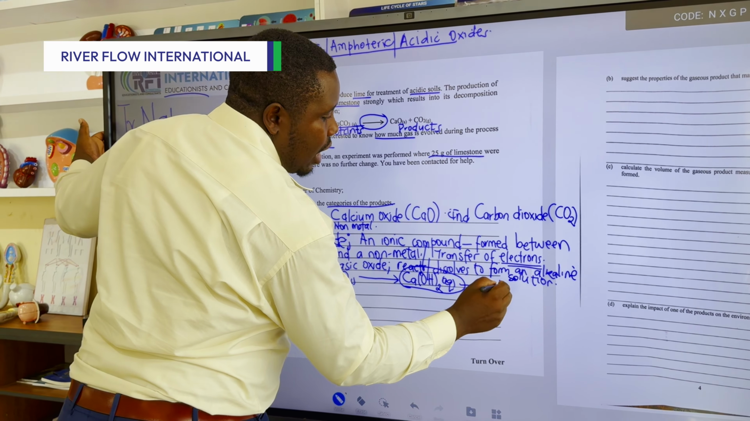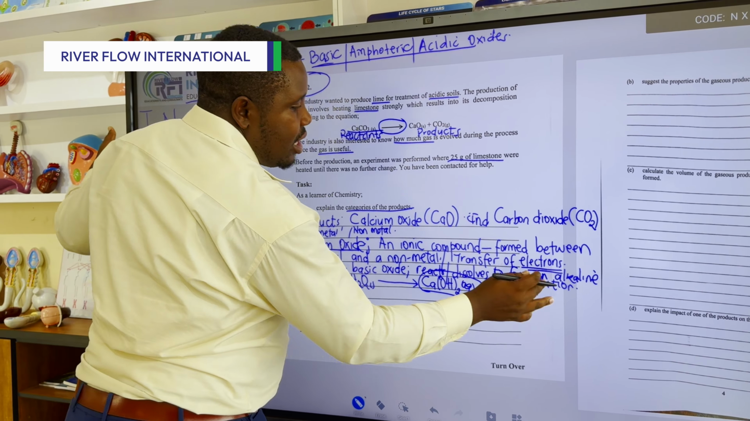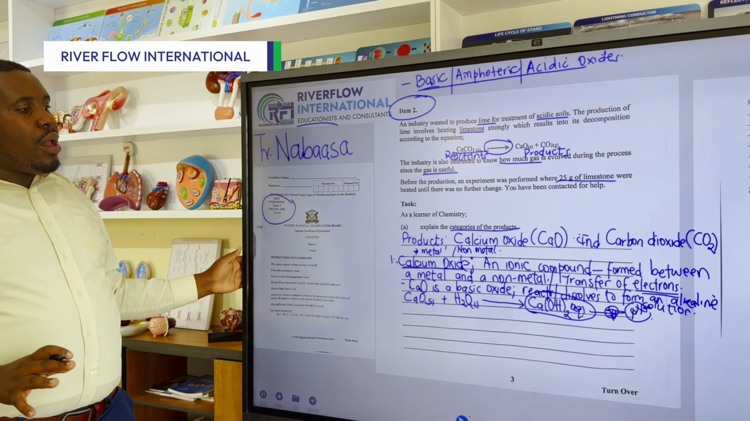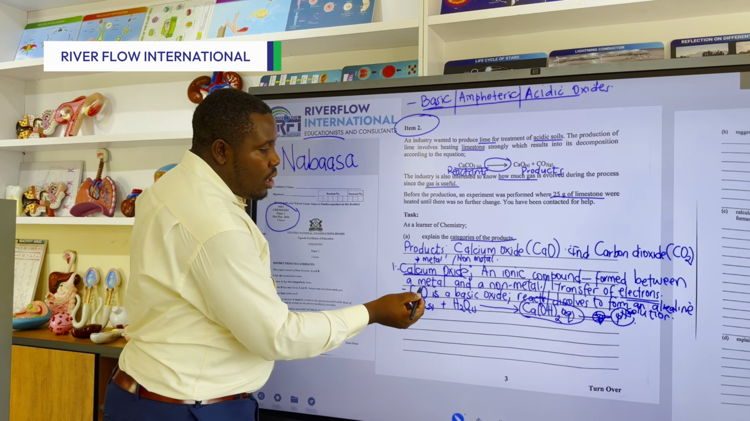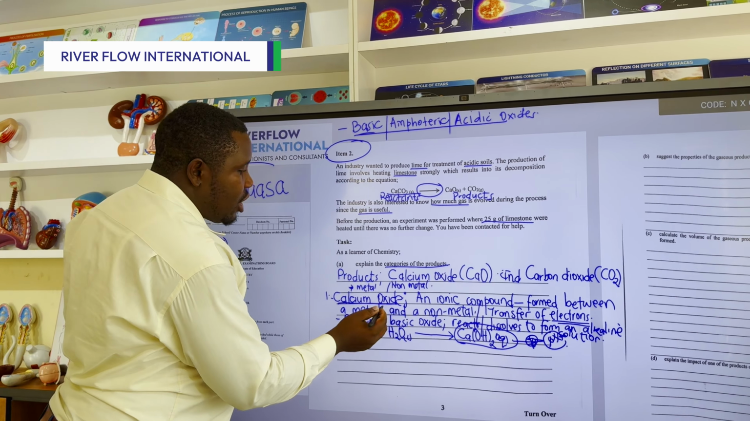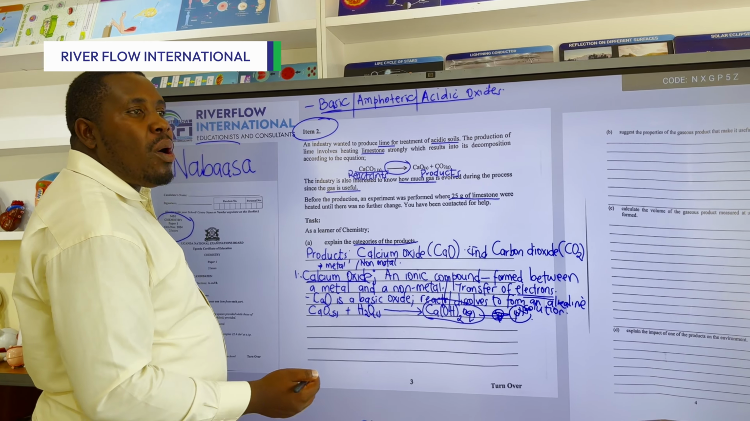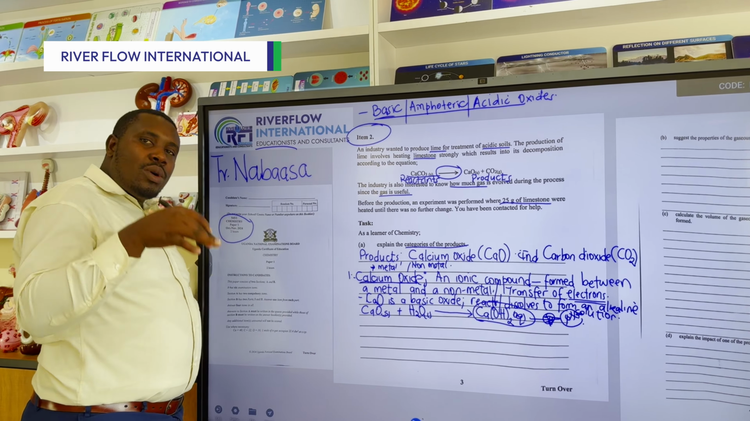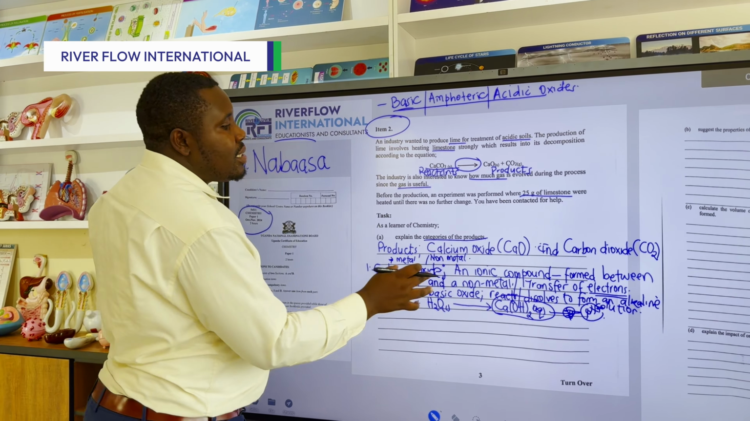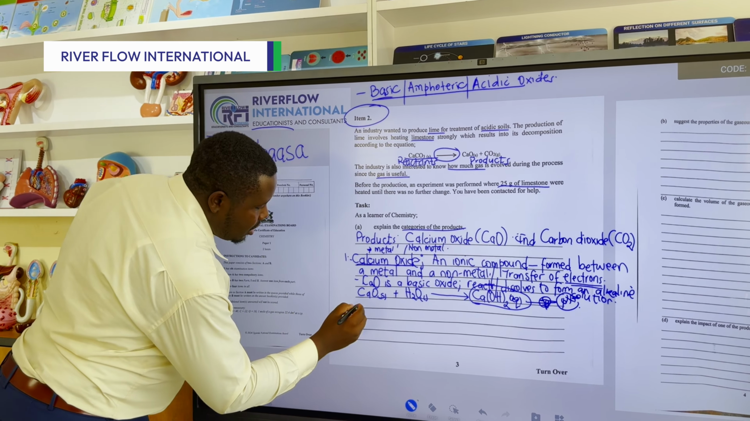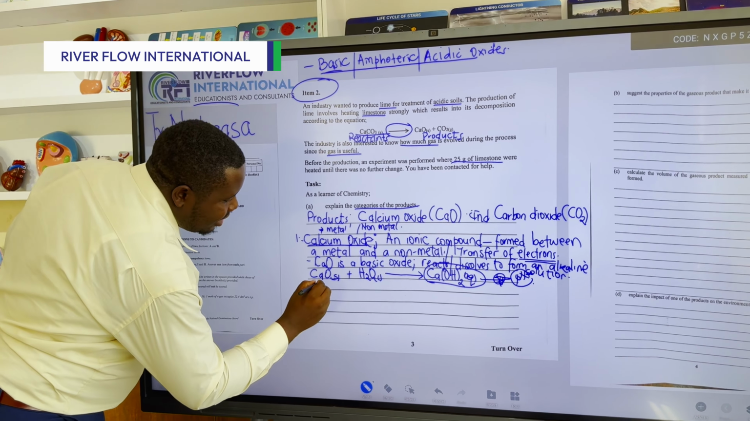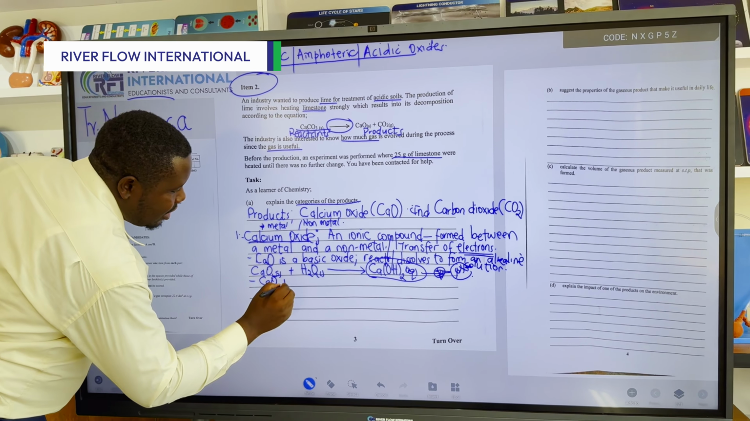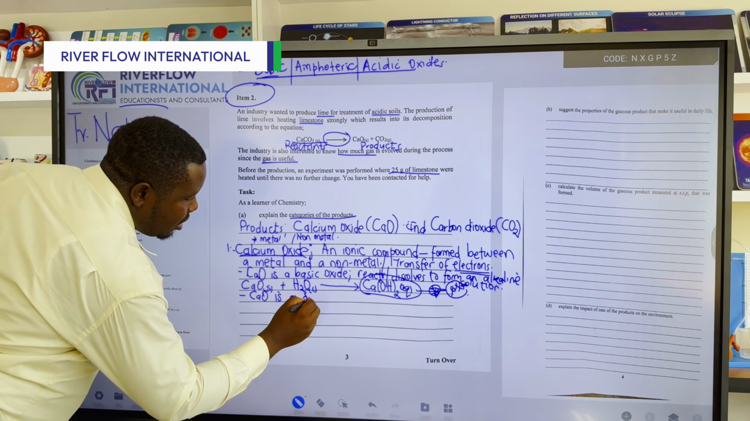Later we are going to see how it relates with pH. Now, since we know that calcium oxide is an ionic compound, it means we can also categorize it by its state of matter. Since it is an ionic compound, it will be a solid. So category number 3, calcium oxide is a solid compound.